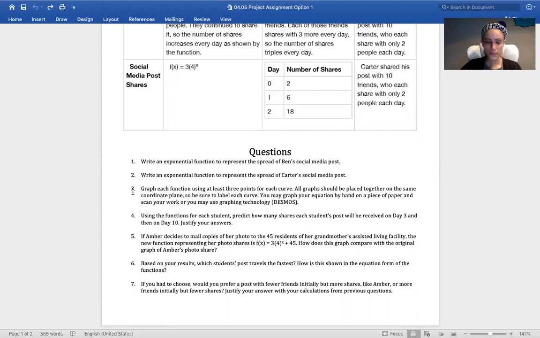Down on number 3, it says graph each function using at least 3 points for each curve. All graphs should be placed together on the same coordinate plane, so be sure to label each curve. You may graph your equation by hand on a piece of paper, or scan your work, or you may use graphing technology, which would be Desmos. So the second task is after I have all 3 of my equations, I need to graph them all. And then 4 through 7 are all questions that have you analyzing the data from your equations and from your graph. All right, let's go back up and look at our information.